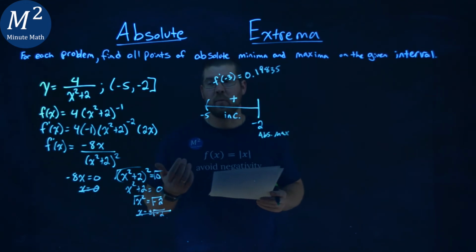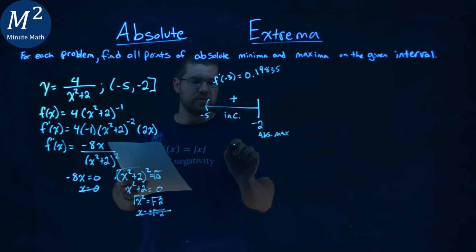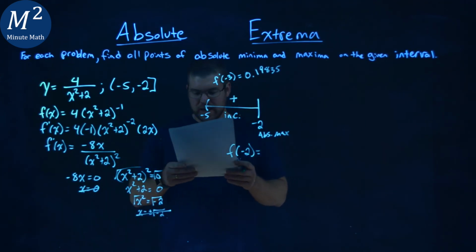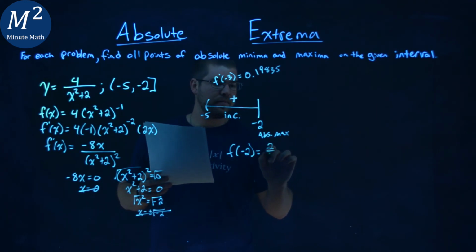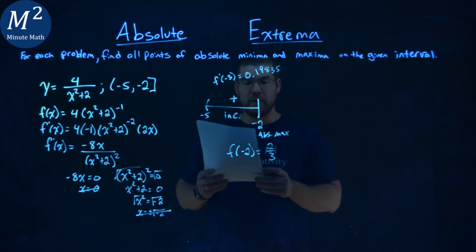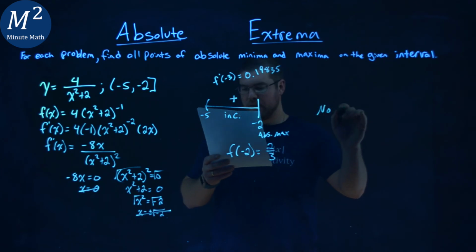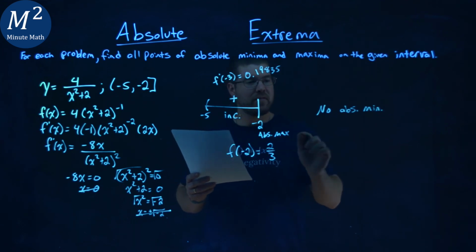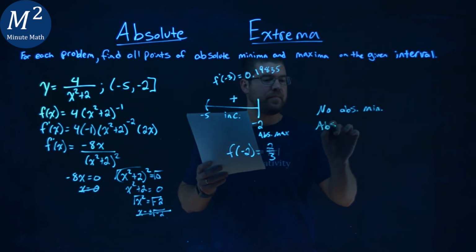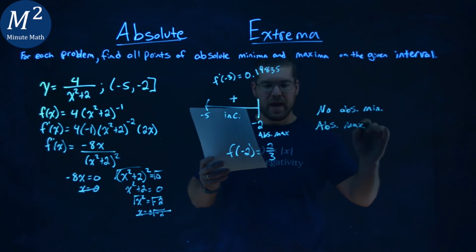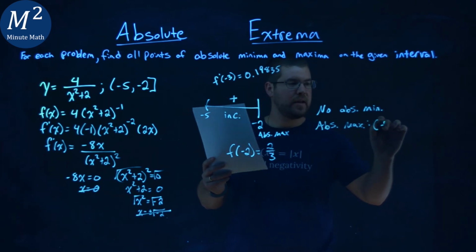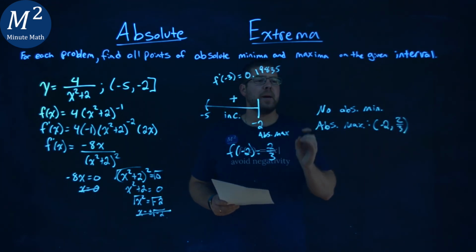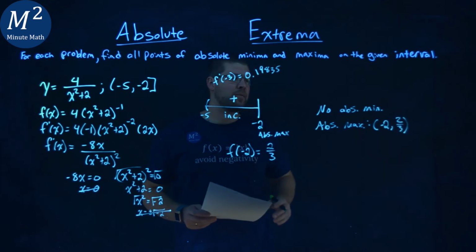So we want to find the y value there. So we use our original function, f of -2, and we plug that into our original function, and I get 2/3. And so what does that tell us? Well, we don't have an absolute minimum value here, but we do have an absolute maximum value at the coordinate point -2, 2/3. So again, our final answer here, we have no absolute minimum value, but we have an absolute maximum value at -2, 2/3.